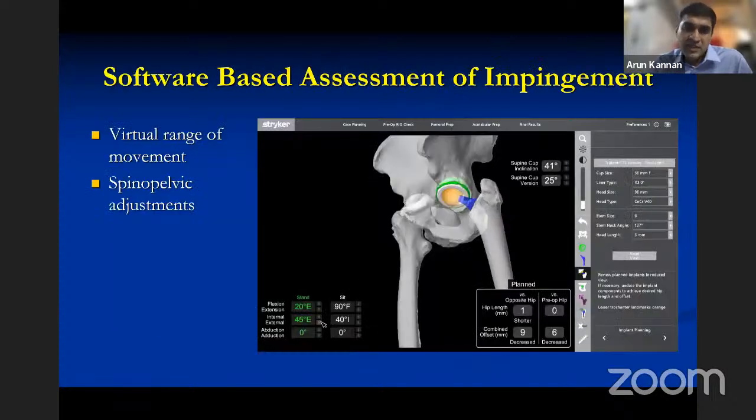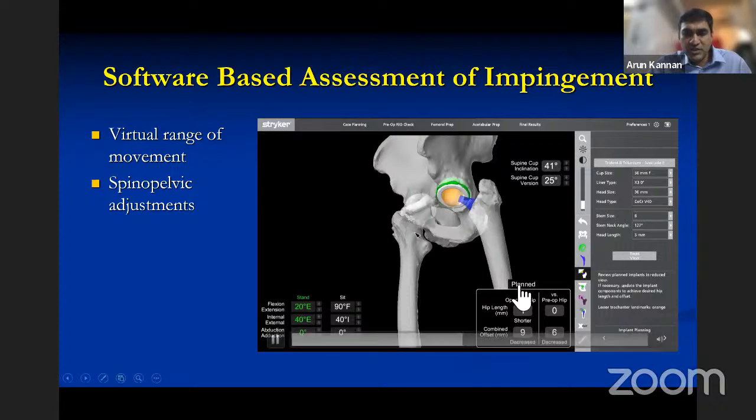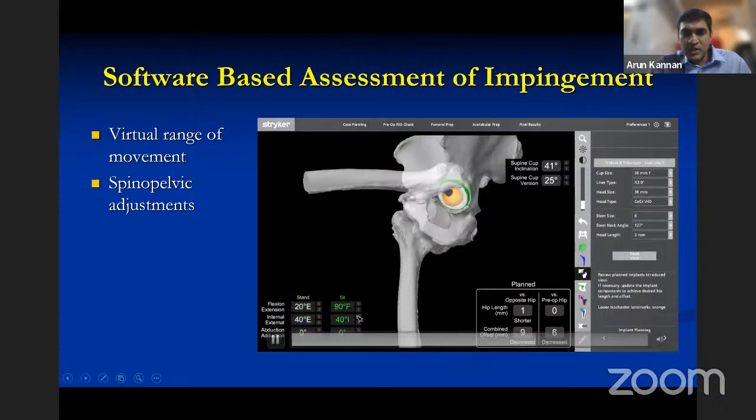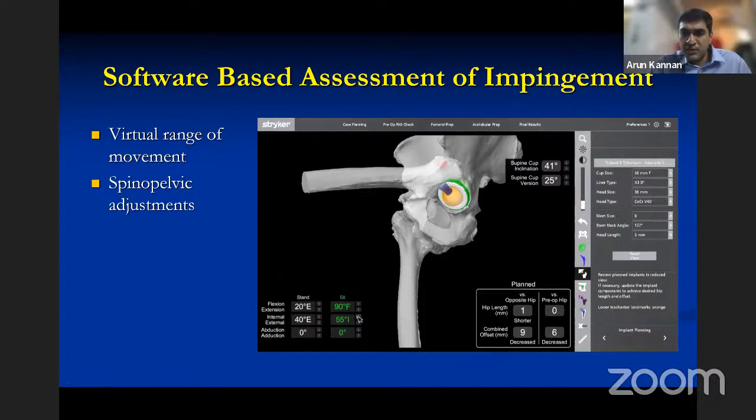So we have the software-based assessment for this virtual range of movement. It can put you in different positions of femoral flexion and extension and external rotation, and it can show you where it impinges. So for example, here you can see that it is impinging here. So this software can help you assess the impingement in a pre-plan.